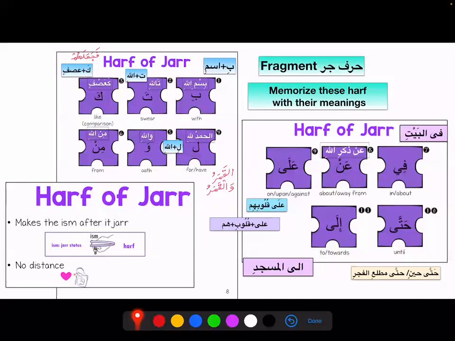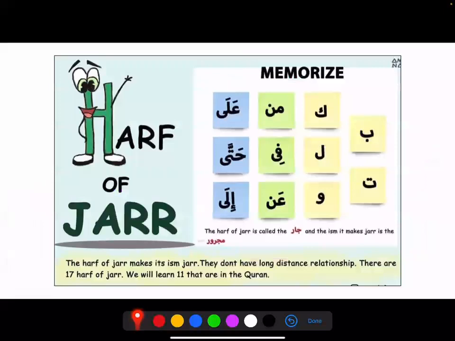So I'm hoping that all these examples... you need to at least remember one example for one word. We have more examples in the next slide. So, one phrase, so that it sticks in your head. It's important. So harfu jar again makes the ism after it jar in status, and they do not have any long distance between them. These two very important facts we need to remember about them.